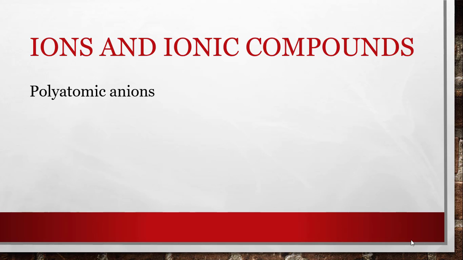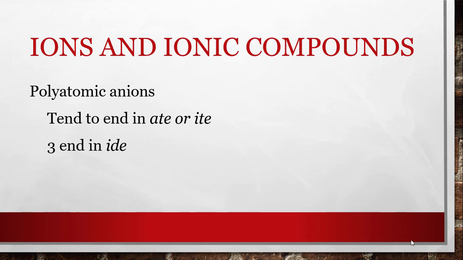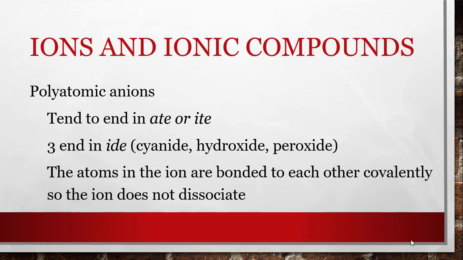Now, the polyatomic anions tend to end in ate or ite, but there are three that end in ide: cyanide, hydroxide, and peroxide. So if you see ate or ite at the end of the chemical name, you know there's a polyatomic ion. In a polyatomic ion, the atoms in the ion are bonded to each other covalently, so the ion does not dissociate into its individual atoms. Those stay, quote, superglued, unquote, together.